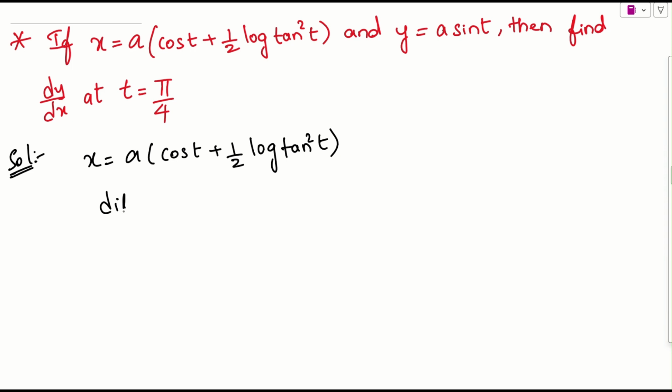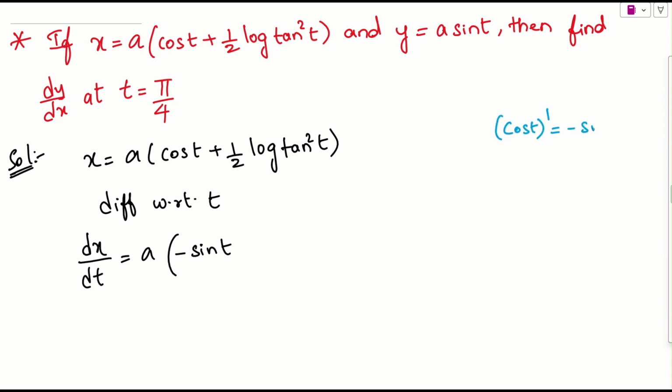If you differentiate this function with respect to t on both the sides, this is nothing but dx by dt. Agree? So a is constant, some scalar, simply take it out. And what is the cos derivative? You know that cos derivative is nothing but minus sine t. Is it okay? Let me write it down. If you want the cos derivative, we know that this is minus sine t, right? I have applied.